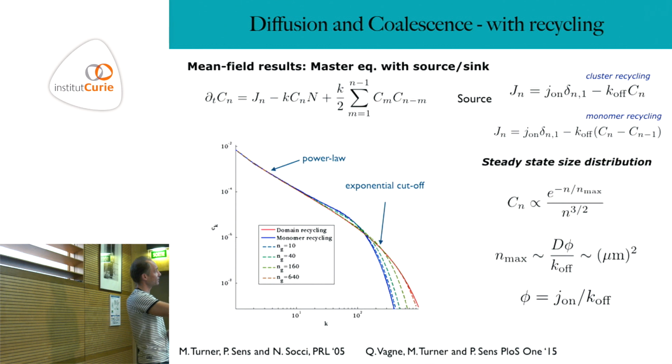And the exponential cutoff basically depends on how fast you recycle things. So the typical size of the domain will be this exponential cutoff, which is given by that, as I wrote before. And then the power law you have here for smaller domains depends on the size dependence of the fusion and diffusion rate. But if the fusion and diffusion doesn't depend on size, you expect a power law which is minus 3/2 here. So this is a steady state size distribution.